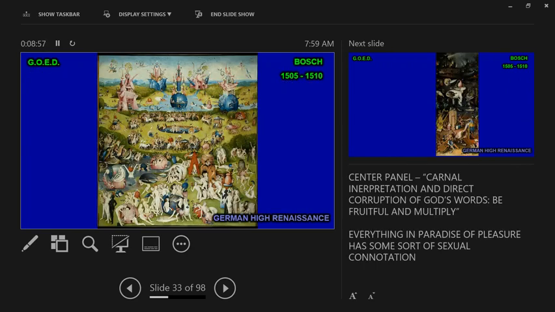And then the center panel is just a bunch of carnal interpretation and direct corruption of God's word. So it said, be fruitful and multiply. Well, that's what all these people are doing, but they're not doing it right. It's like a free-for-all instead of being married and raising a family. And everything in paradise in this center panel has some sort of sexual connotation.